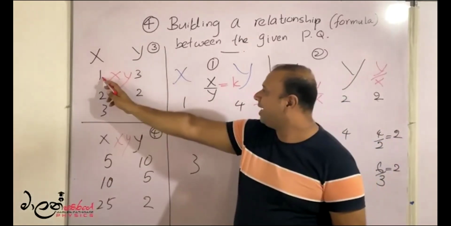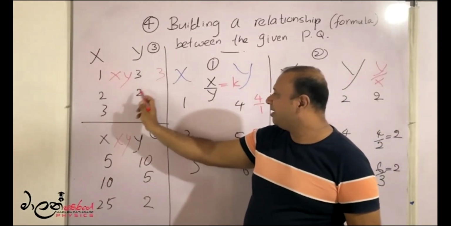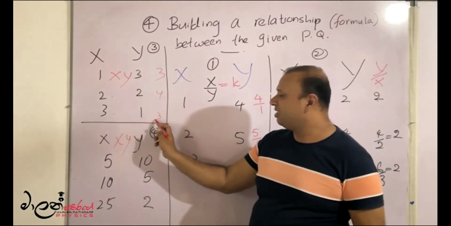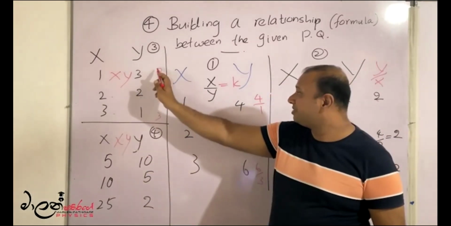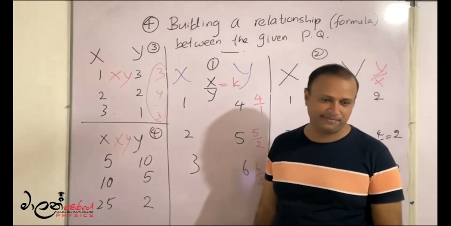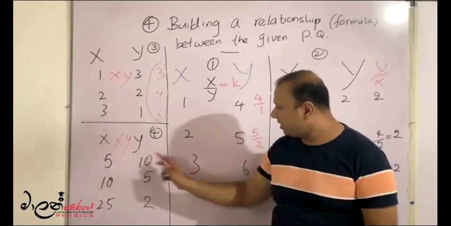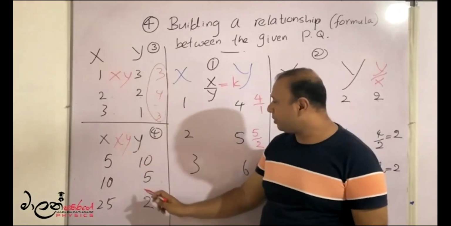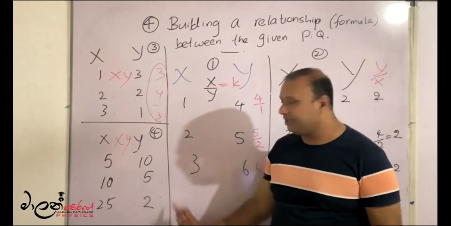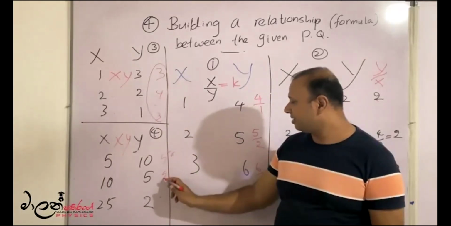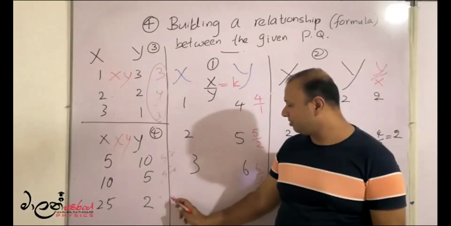Look at this one. x into y means 3. x into y means 4. x into y means 3. Therefore, x into y is not constant in this case. But look at this case. In every scenario, x into y is equal to 50.